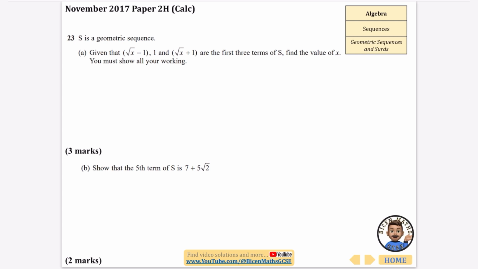We've got this one on geometric sequences and surds. So we've got this geometric sequence here, and it says that it's root x minus 1, 1, and root x plus 1, and they are the first 3 terms of s. We're going to find the value of x, and we're going to show all of our working.